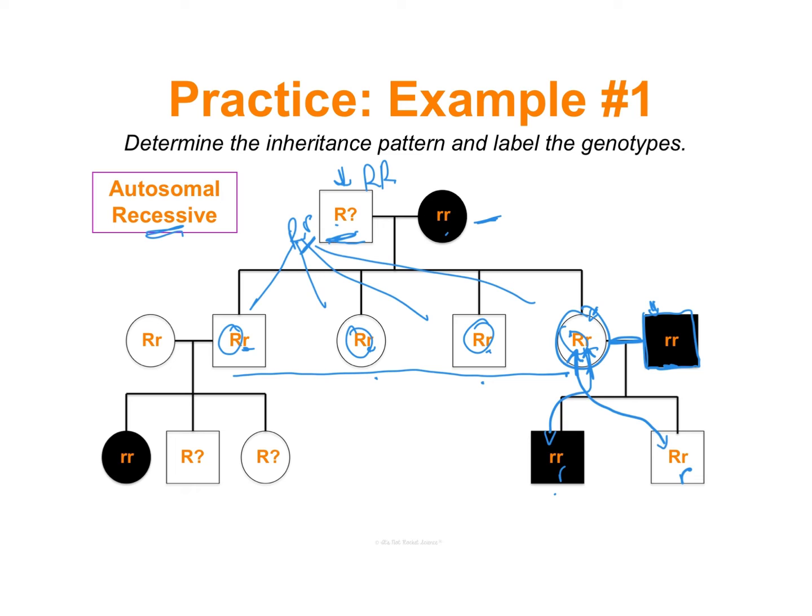So this is a great example of an autosomal trait, meaning it's not on the sex chromosomes because both girls and boys have it, and it's recessive. Recessive meaning that it is skipping a generation because it is also masked by the dominant trait.